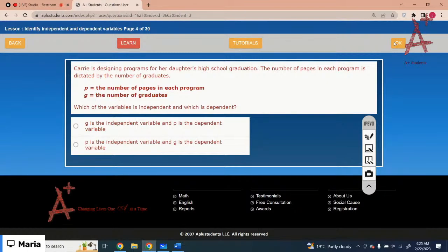G is the independent variable and P is the dependent variable. Option number 1 is the correct option. G is independent and P is dependent.